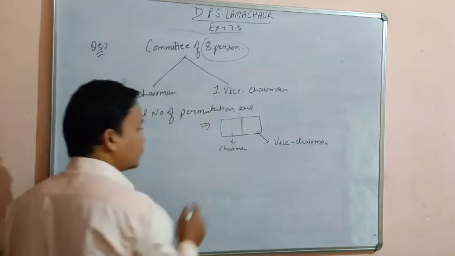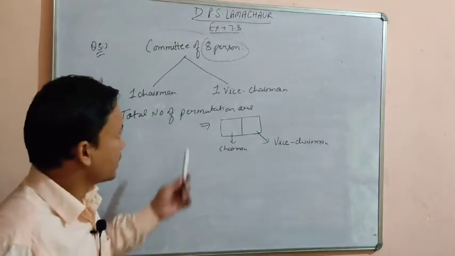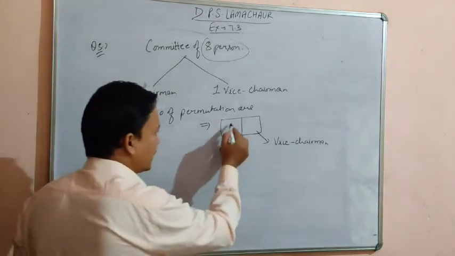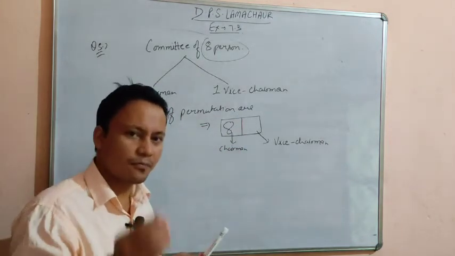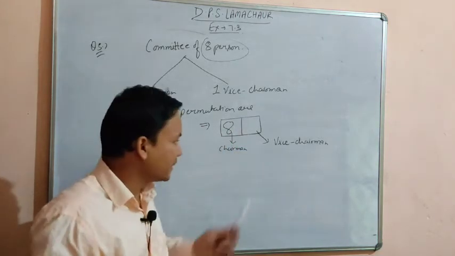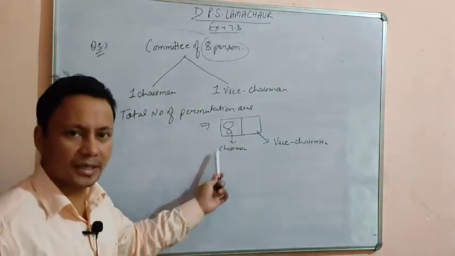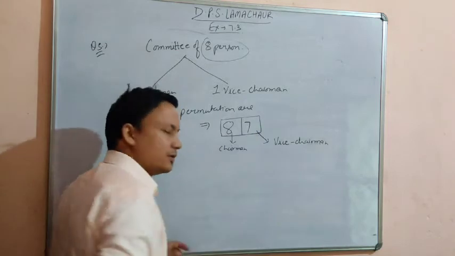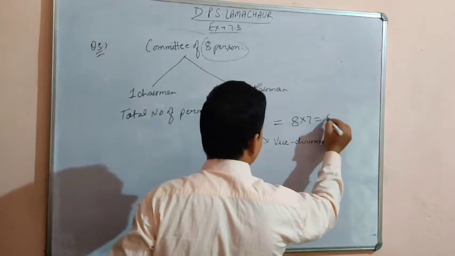Starting from chairman we have 8 options, because we have a committee of 8 persons, so there are 8 options to fill the chairman post. But if someone is selected as chairman, then there will be only 7 options left for the vice chairman post, because one is already fixed. So total number of permutations will be 8 × 7, that is 56.